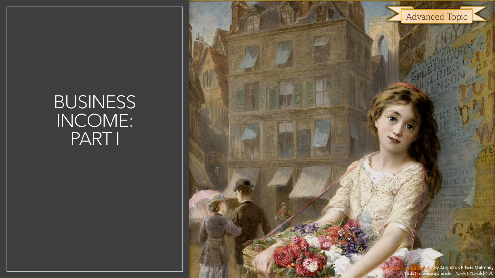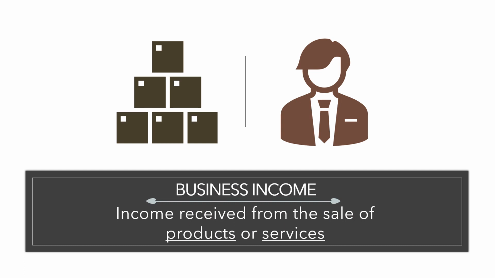Because there's so much material to cover, I've split this lesson into two parts. This first part will cover what business income is, how to recognize taxpayers who will need to report this type of income, a high-level overview of how business income flows onto the 1040 tax return, and some scope issues, of which there are many. At the outset, let's define what business income is.